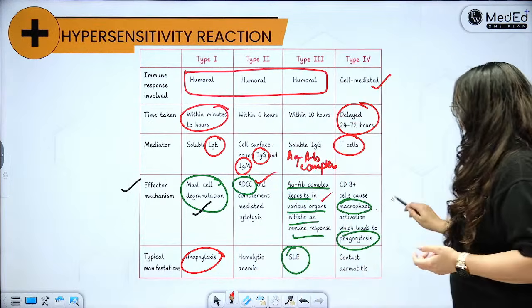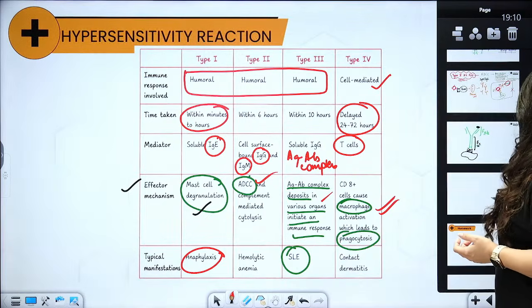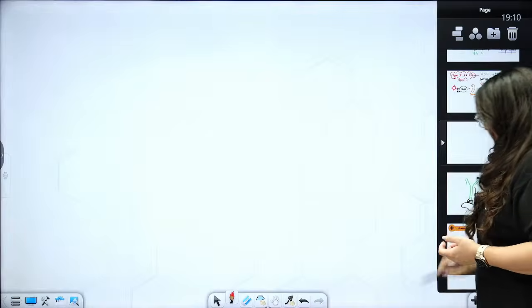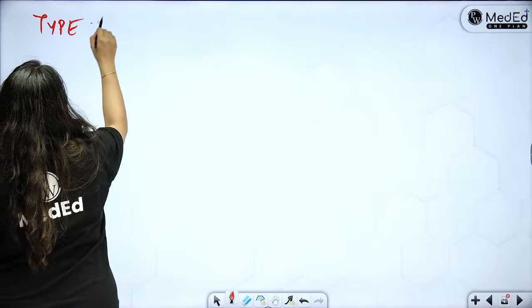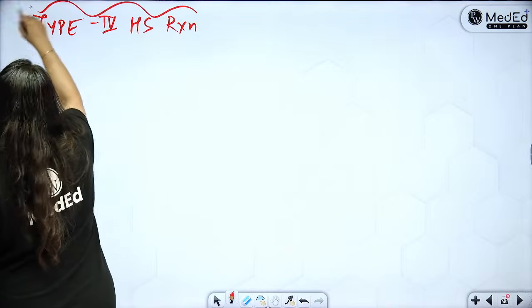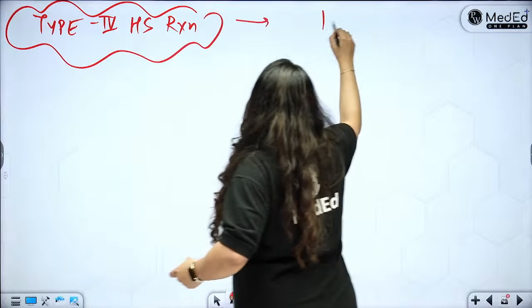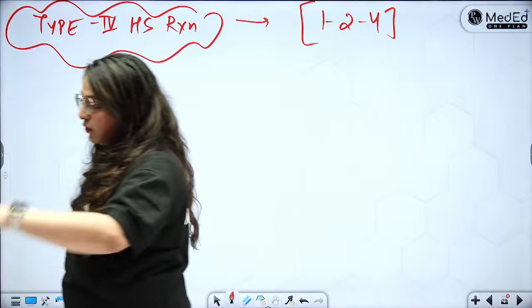Now finally we have to see the type 4 hypersensitivity reaction. Okay. So let's talk about type 4. Again we will remember our Anil Kapoor. Mr. Anil Kapoor. What did he say? He said 1 2 ka 4. 1 2 ka 4. Again we will look at that.